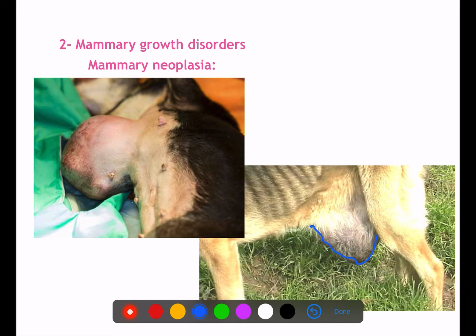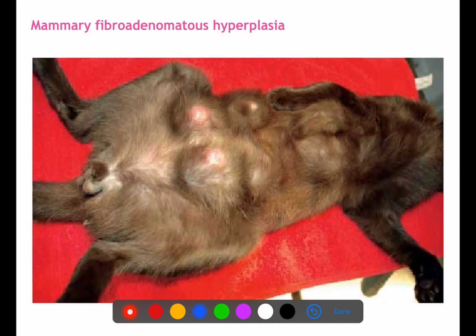Also, fibroadenomatous hyperplasia occurs, usually in cats. When the cat becomes older, it suffers from this condition. Lobular hyperplasia is common, and metastasis to the inguinal or axillary lymph nodes is the much more common metastatic behavior of the mammary tumor.